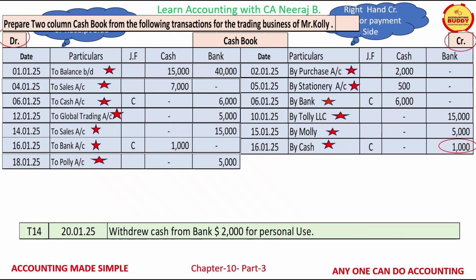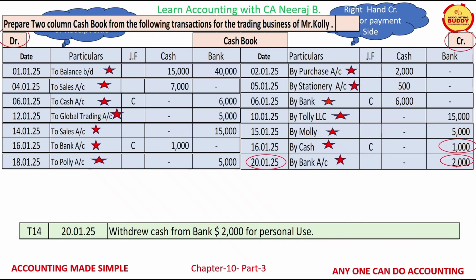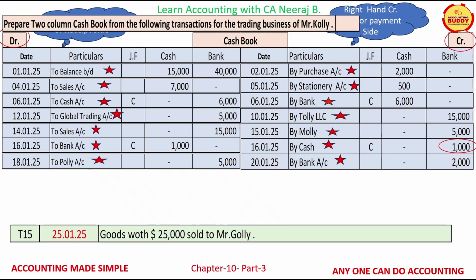Transaction T14 is on 20th of January 25, an amount of $2,000 is withdrawn from bank for personal use. Since it is an outflow of bank balance, it will be recorded in the bank column on the right hand credit side of the cash book for $2,000 on 20th of January 25 by writing the words by bank account. Transaction T15 is goods for $25,000 are sold to Mr. Gooley. This is a credit sales transaction, therefore it will not be recorded in the cash book.